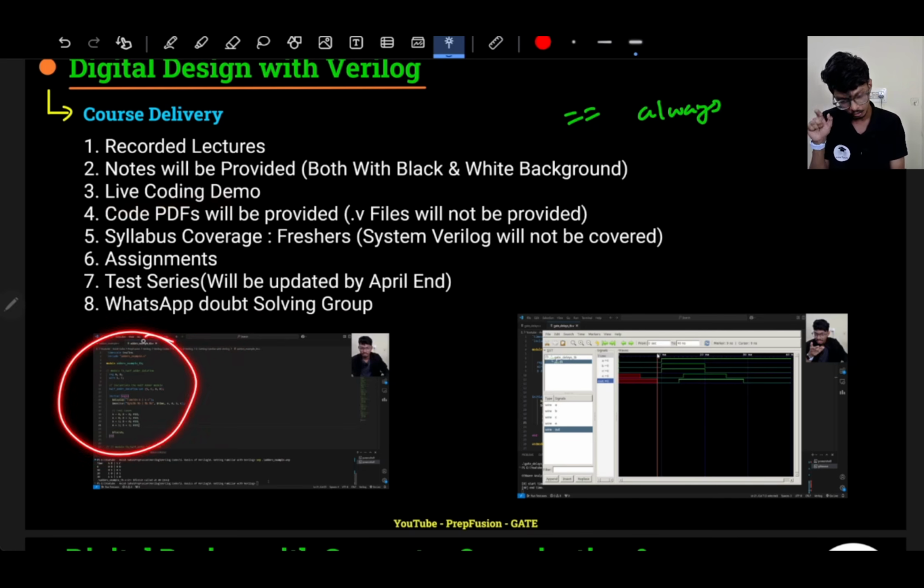Of course, whatever code I write, I will provide those PDFs to you. In the notes only you will see the PDFs. Syllabus coverage will be for freshers.